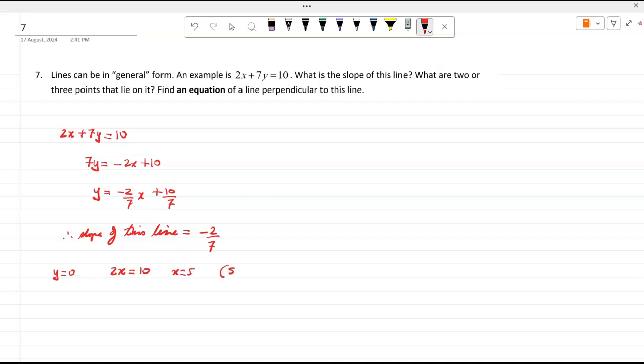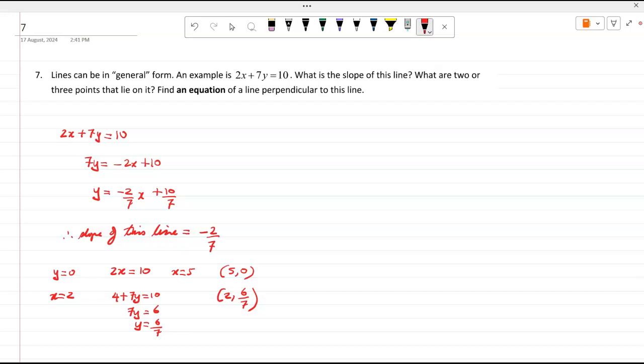So (5, 0). And then you can take any value, say x is 2. I took y as 0 because 2 and 10 were divisible. So if I take x as 2, then 2 twos are 4 plus 7y is equal to 10. So 7y is equal to 6, so y is 6 over 7. So (2, 6 over 7) and so on. Basically 2 or 3 points.